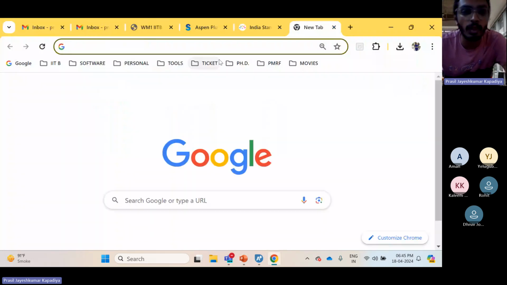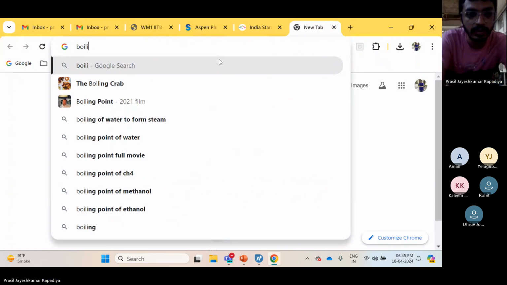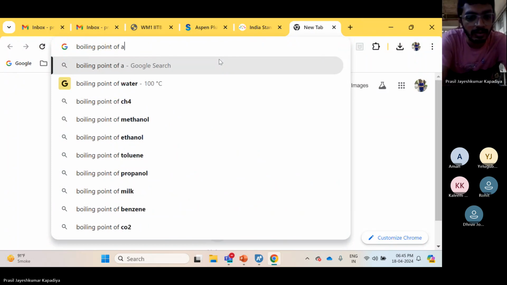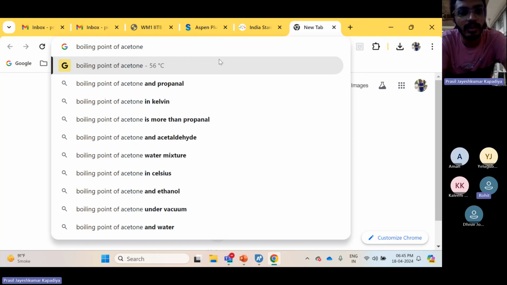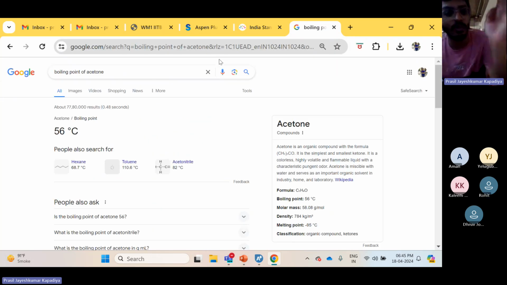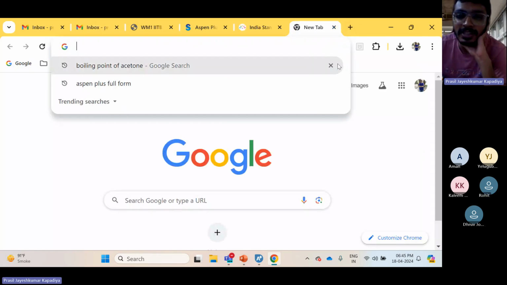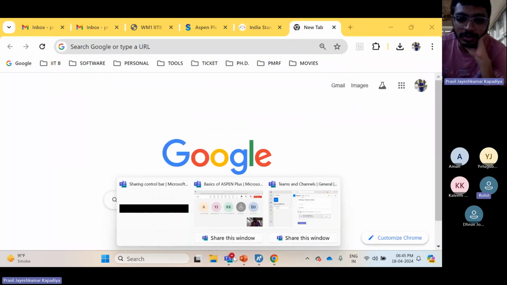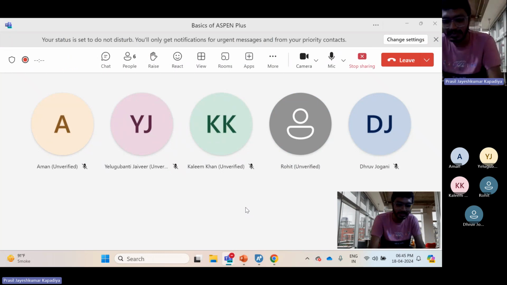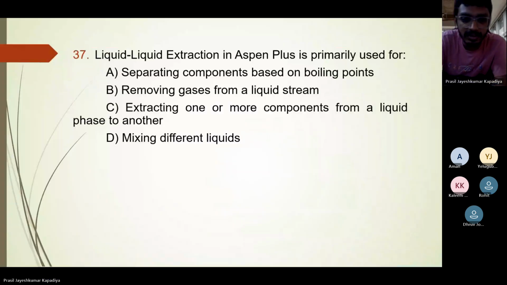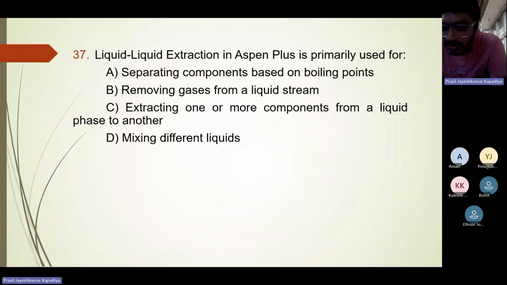So let's check what is the boiling point of acetone. 62 or 68 degrees? Okay. Oh, it is minus 56. No, it is 56 degrees Celsius, sorry. And water is 100 degrees Celsius, right? So the difference is good. We can easily use some other method, distillation. So why did we not use distillation in that particular problem?